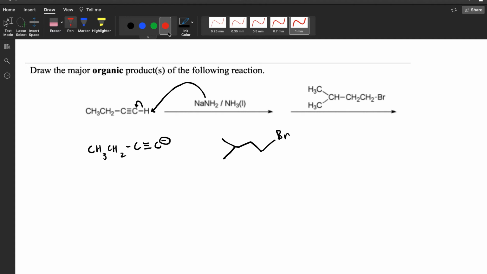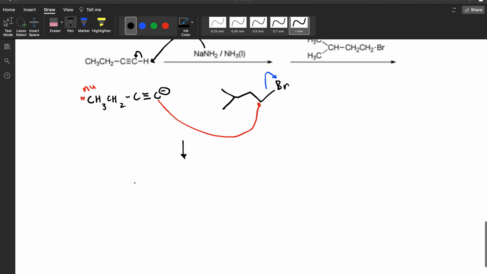We always have to ask ourselves, what's going to do the attacking? What's the nucleophile? The nucleophile is going to be this. And this is going to attack what? It's going to attack the carbon-bromine bond. More specifically, it's going to attack the carbon that's attached to the bromine. So it's going to come over here. It's going to attack this carbon. And then this carbon-bromine bond is going to break.